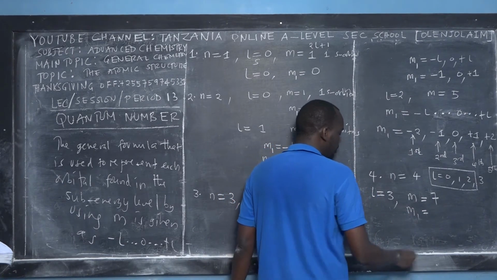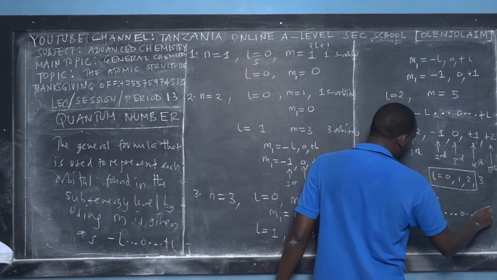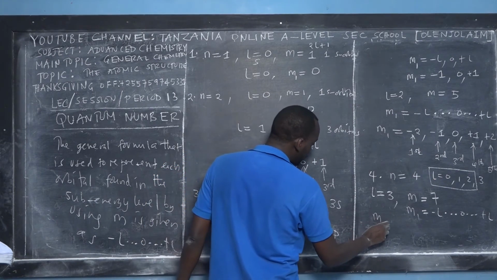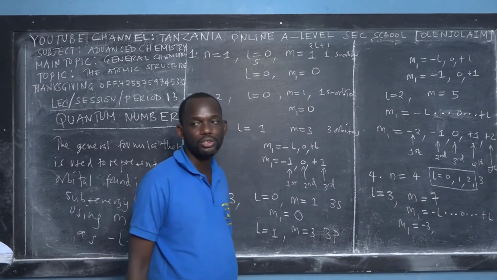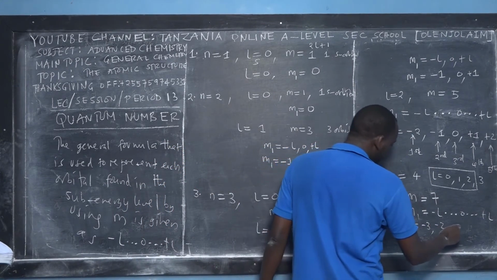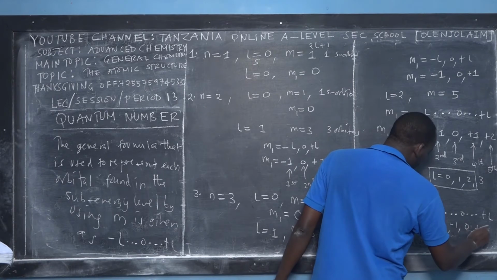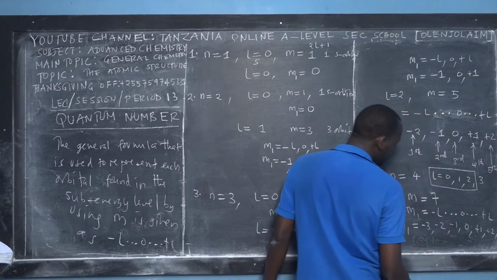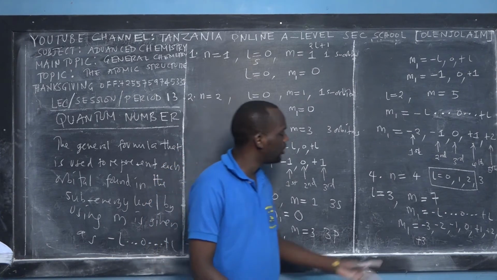So for this case now, remember the general formula of the magnetic quantum number. I told you it is from negative l, then continuing to 0, then continuing to positive l. Listen carefully. So our first magnetic quantum number for this case is equal to what? Negative 3. So that's the first orbital. The next is negative 2, the second orbital. Then negative 1, the third orbital. 0, the fourth orbital. Positive 1, the fifth orbital. Positive 2, the sixth orbital. Positive 3, the seventh orbital.